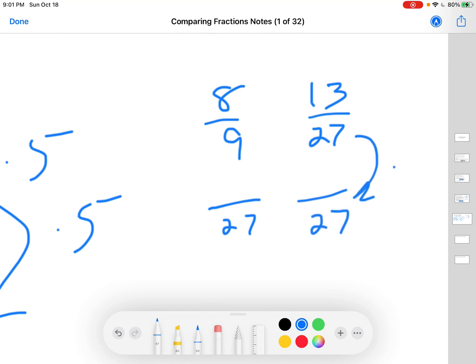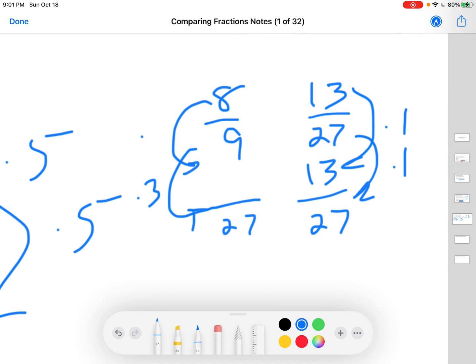This is times 1, so we need to do this times 1. That's 13. This is times 3, so we have to do this times 3. 8 times 3 is 24. Oops, I miswrote that. Let me try that again. Make it a little cleaner. Well, we know 24/27 is greater than 13/27, so this is greater than, and this is greater than.